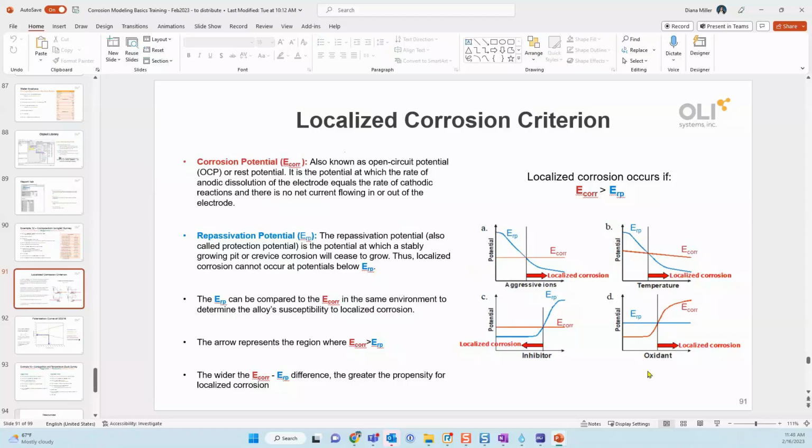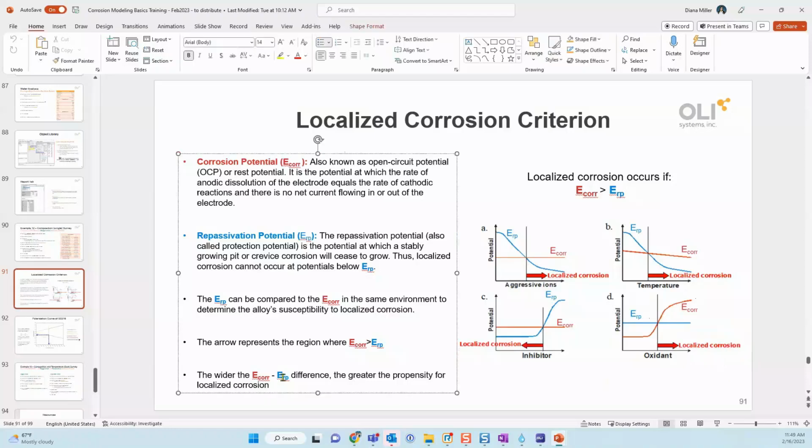Oxidant, this is the example that we did today with oxygen. So the repassivation potential does not change very much, or virtually nothing, with oxygen concentration, but the corrosion potential does change. So whenever you have a crossover of corrosion potential and repassivation potential is where you will see localized corrosion.